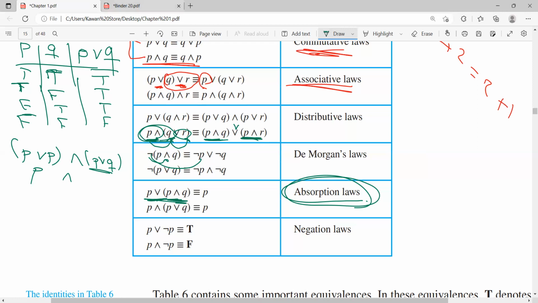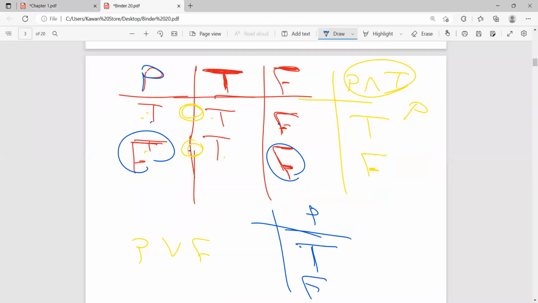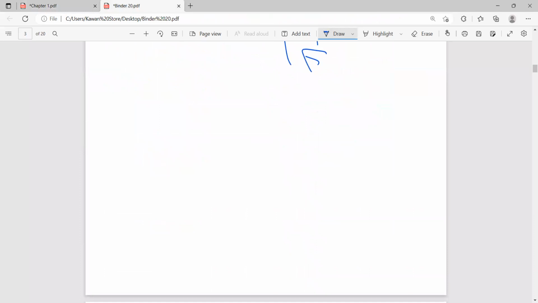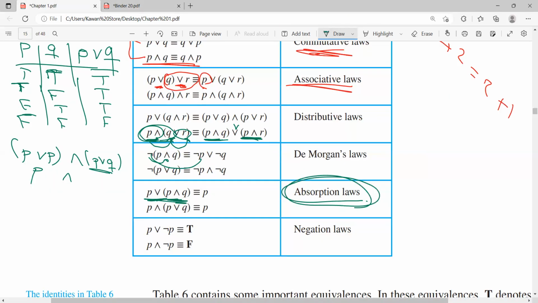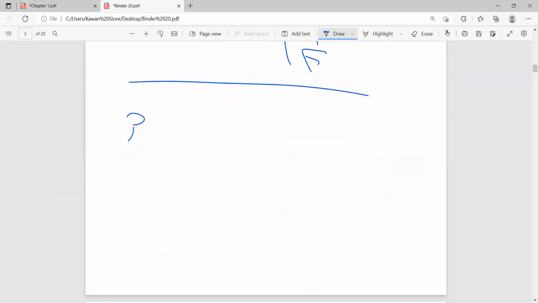Maybe let me do it like that. Why not? Maybe equivalent like that. Yes, you're right. That's the idea. Good idea. Wait, we have what? We have P or P and Q, right? Yes. Let you do it by truth table.